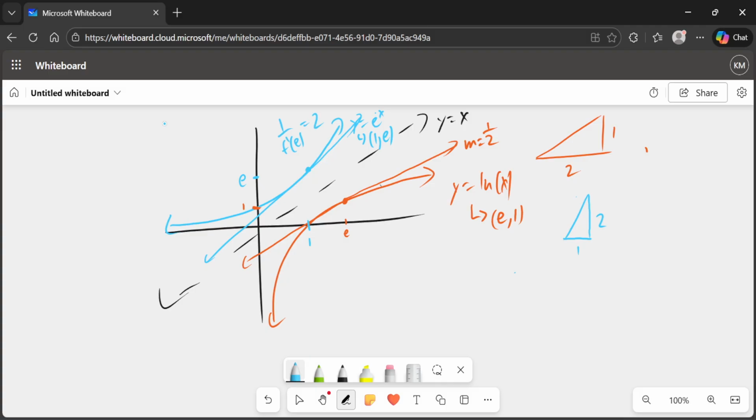Do you see how geometrically that flipping works? Oh, that makes so much more sense. Okay, so that's why we do that.